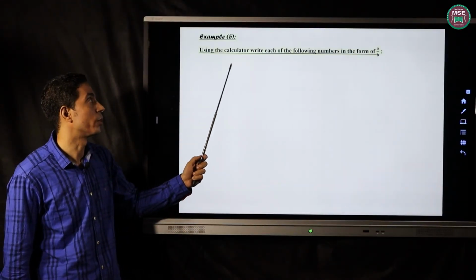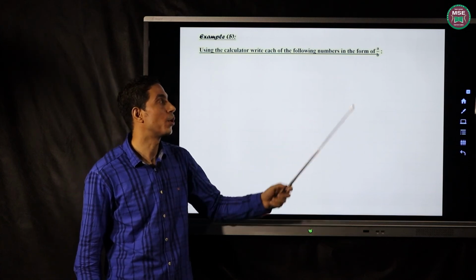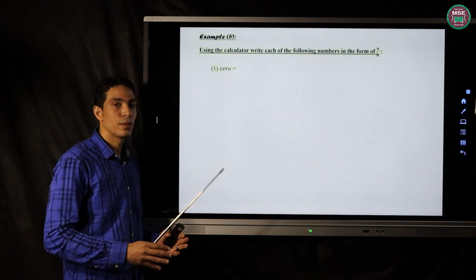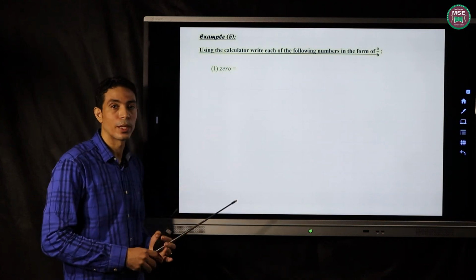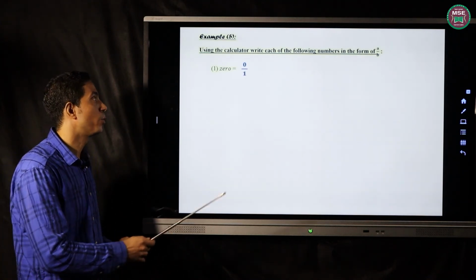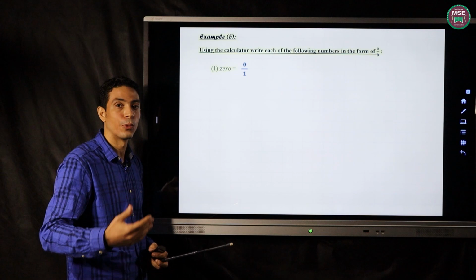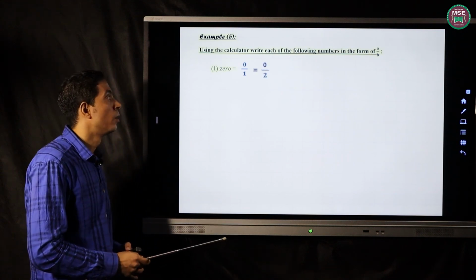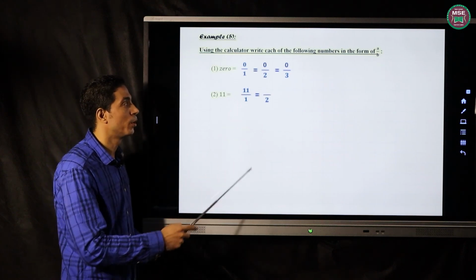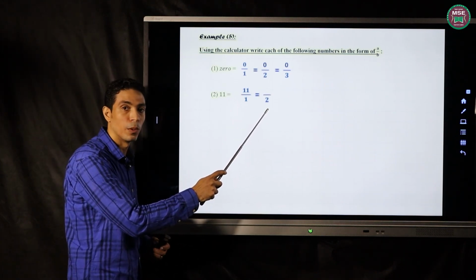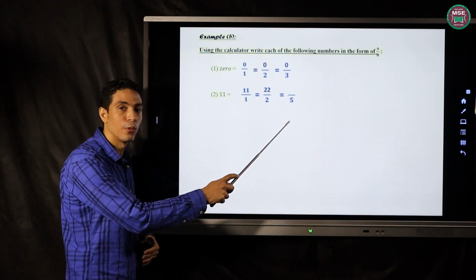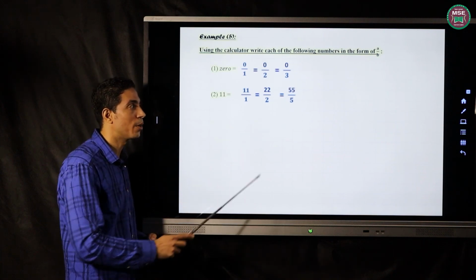Example number 5, using the calculator to write each of the following in the form of a over b. Number 1, 0. 0 can be written as 0 over any number except 0, because 0 over 0 is meaningless. Then 0 can be 0 over 1, 0 over 2, 0 over negative 3 and so on. Number 2, 11 can be written as 11 over 1, or if the denominator equals 2, multiplying 2 by 11 gives 22. We can make the denominator equal 5, 5 multiplying by 11 will equal 55, 55 over 5 will equal 11.